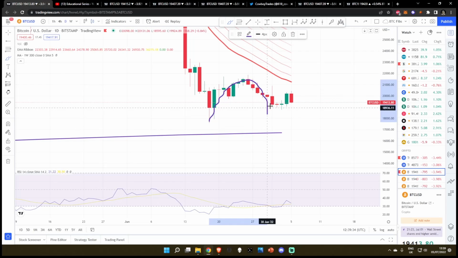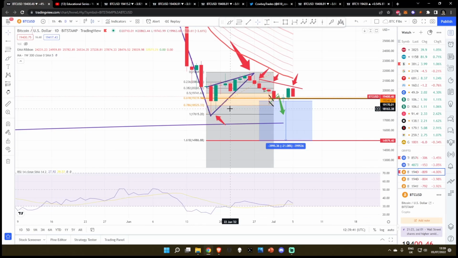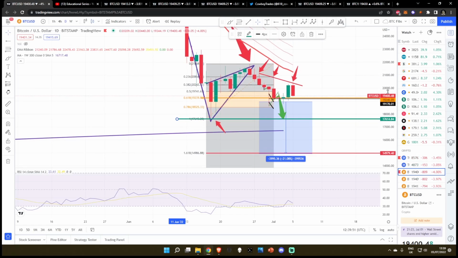And what do you know, this is panning out just perfectly like the previous fractal that we did, where you've got another M pattern coming to the downside. So taking out the low is probably the next move down for Bitcoin, down here to 17,600. This is where I think we're going to be heading to in the next couple of days.